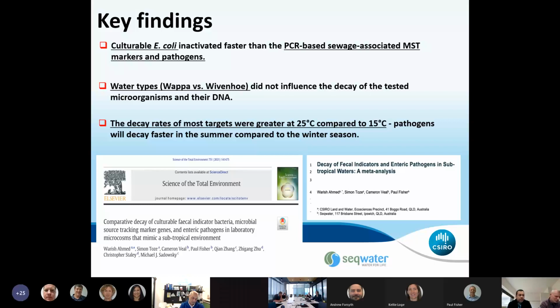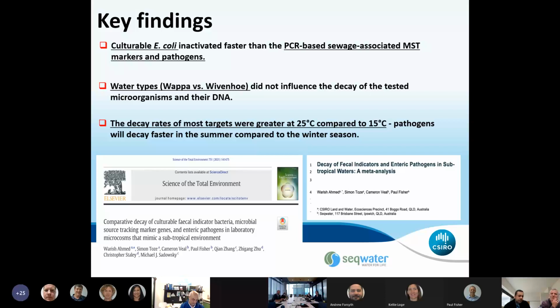Also, this suggests that pathogens will decay faster in the summer compared to the winter season. So far, we are able to publish 1 paper in Stoughton, and we are also working on another review paper and currently performing a meta-analysis to determine factors that drive decay in subtropical waters.